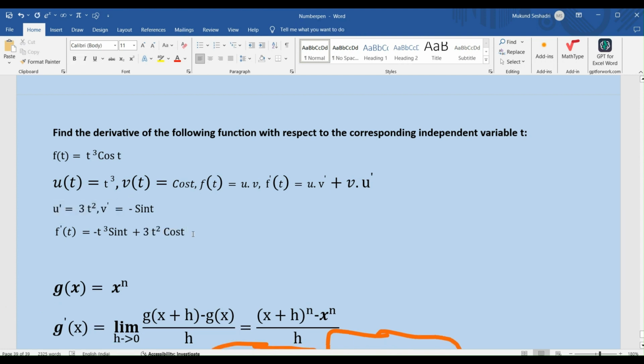So there we have the final answer, folks. I'm just going to highlight this. So minus t cube sine t plus 3t square cos t, right? So we also learned using first principles how we arrive at dy dx of x to the power n, and it's important that you remember this particular formula, that dy dx of x to the power n equals nx to the power n minus 1, right?